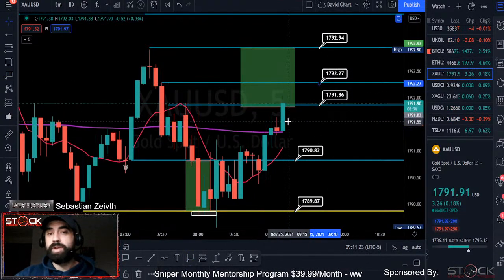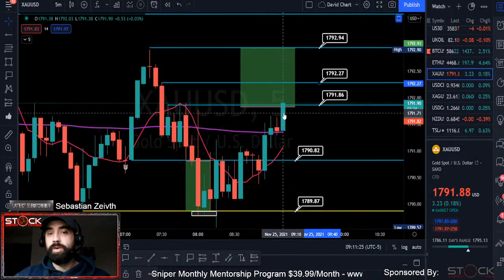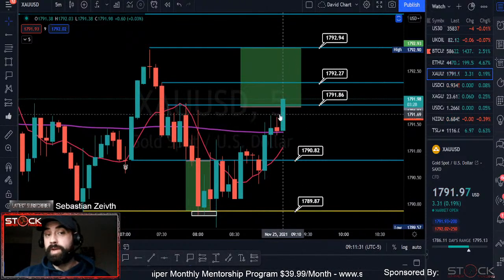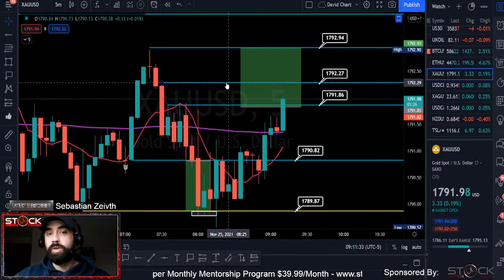This is probably going to retrace a little bit. Okay, you can see that's a volume-based candle. So look for a little retracement before making its potential overall continuation to the bullish move. If it gets rejected out of here, set your first TP, guys, right here, 1792. Okay, set your first TP there, and then we'll make our move.